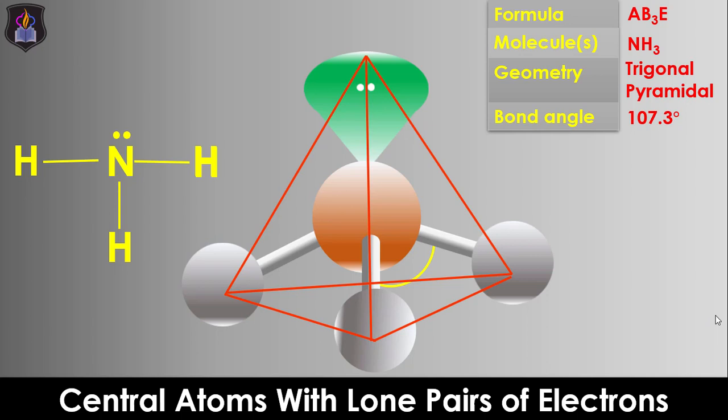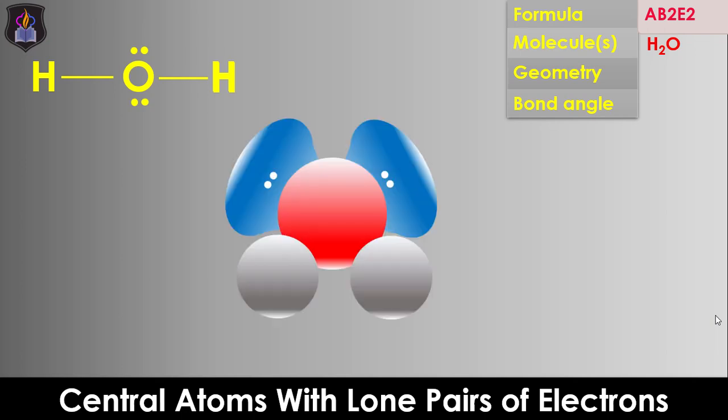The last example we shall be considering in this lesson are molecules that fit the general formula AB2E2. These molecules consist of 2 surrounding atoms and 2 lone pairs of electrons on the central atom. An example is the water molecule. In the water molecule, 2 hydrogen atoms are bonded to a central oxygen atom with 2 lone pairs of electrons on the oxygen atom. Like the methane molecule that is tetrahedral in shape, water has 4 electron pairs, but unlike methane, 2 of the 4 electron pairs are lone pairs.